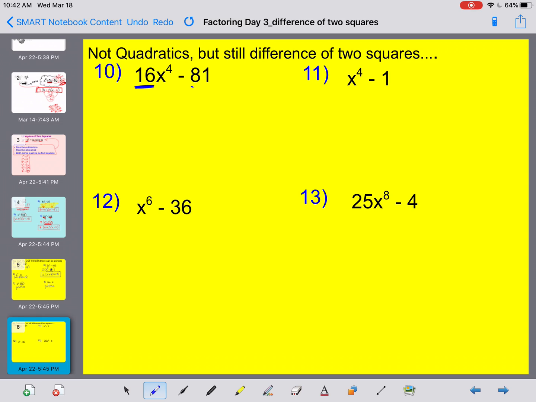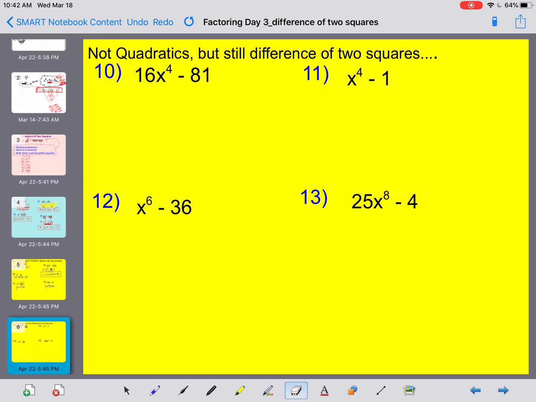16 is a perfect square, 81 is a perfect square, it's looking good. And then notice now we have x to the fourth. With our x, all we're looking for is that the exponent has to be a multiple of 2. Anything that's divisible by 2 is considered a perfect square.